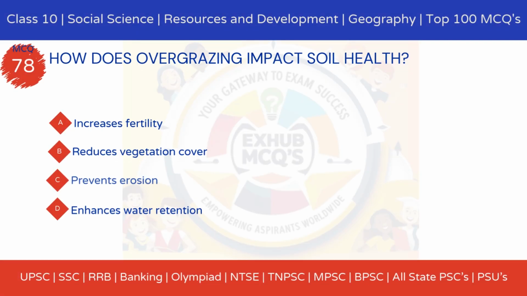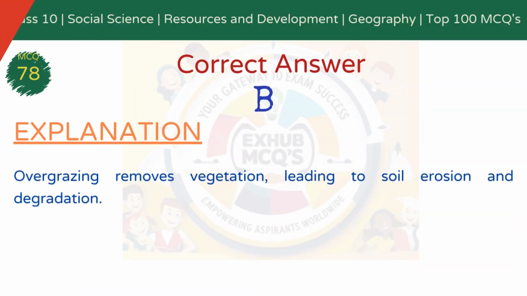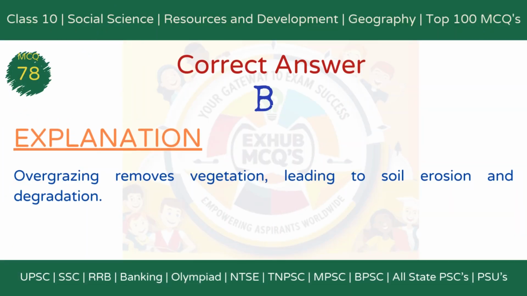MCQ 78. How does overgrazing impact soil health? Option A, increases fertility. Option B, reduces vegetation cover. Option C, prevents erosion. Option D, enhances water retention. The correct answer is option B, reduces vegetation cover. Explanation: overgrazing removes vegetation, leading to soil erosion and degradation.